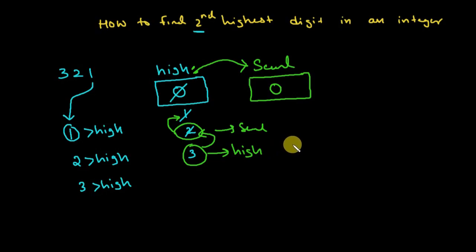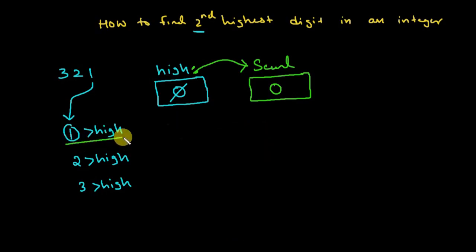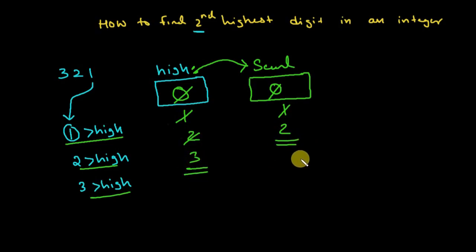Again, we'll test this using these conditions and see whether it works or not. First, is 1 greater than the high value? Initially high has 0. Yes, this is true. Then I'll copy the 0 from high to second, and update the value. Again this condition is true, so copy the 1 from high to second and update the value. It is true again, so copy and update the value. So this is the highest value, and this is the second highest value.